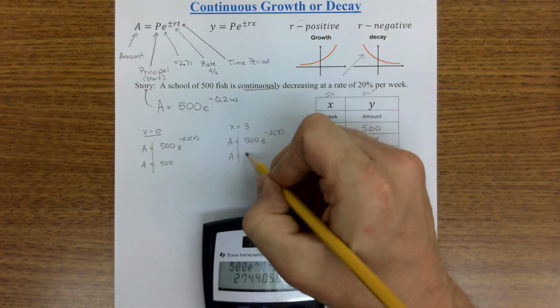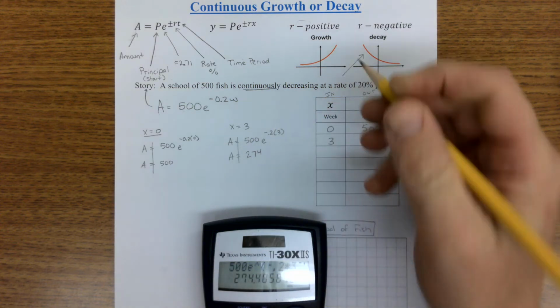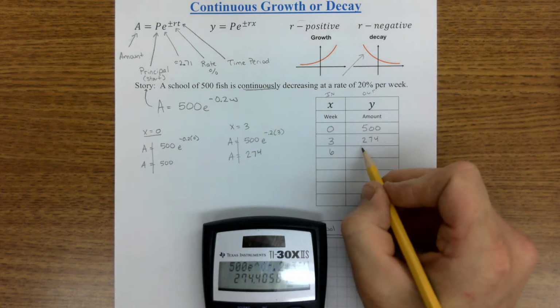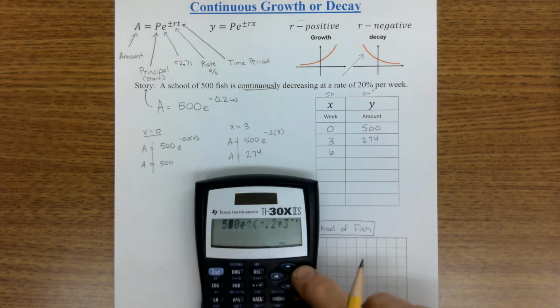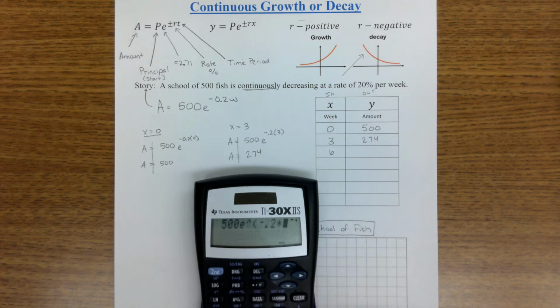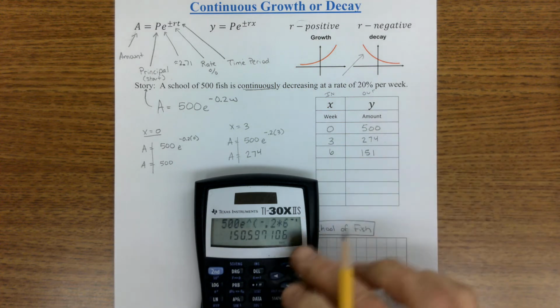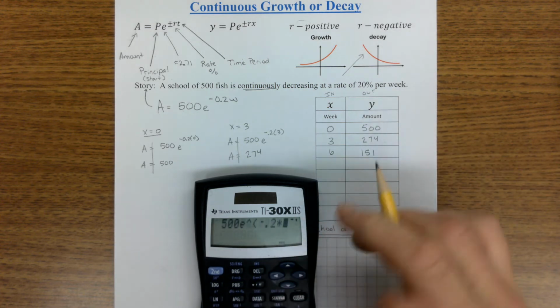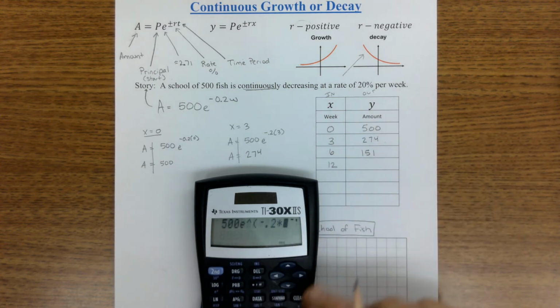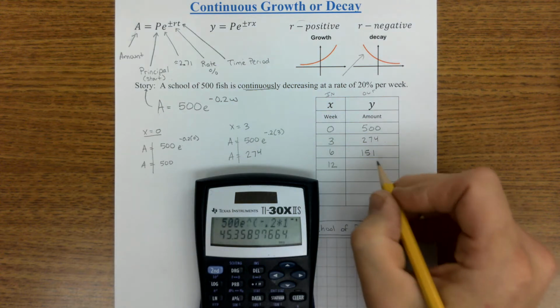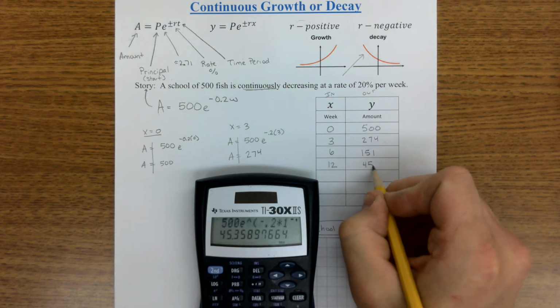Let's do a couple more numbers to get some other values. Plug in a 6. On my calculator, I can change that 3 to a 6. At week 6, we're at 151. Let's do one more, 12. Plug in a 12, and we're at 45.